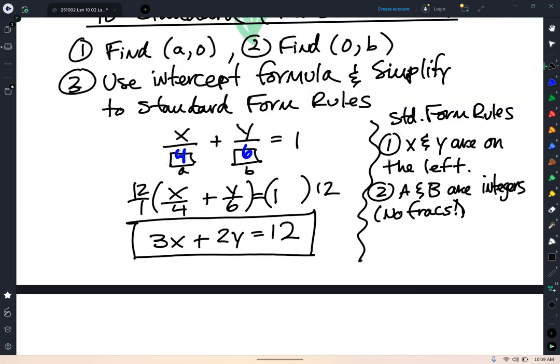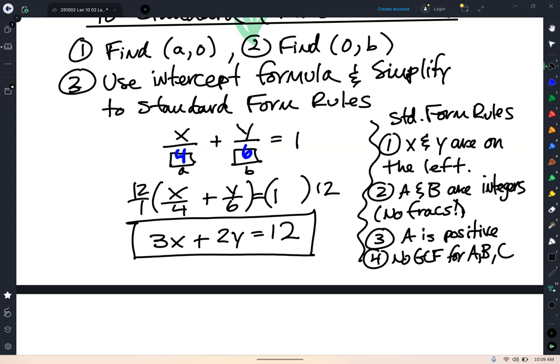Go away. No fractions. All right, and then number 3, A is positive. And number 4, no GCF for A, B, and C.